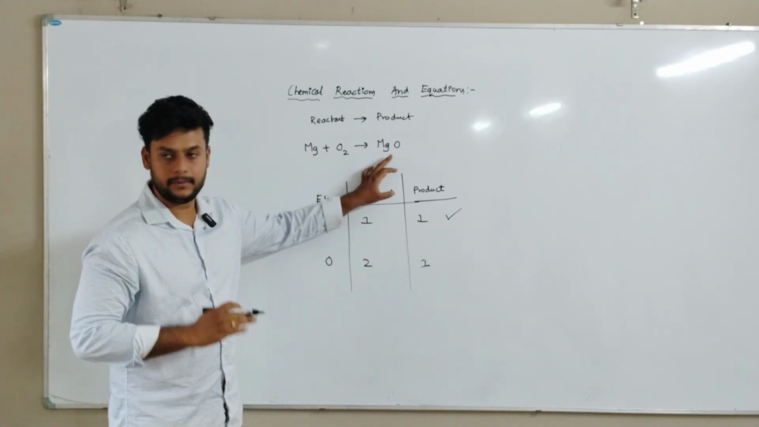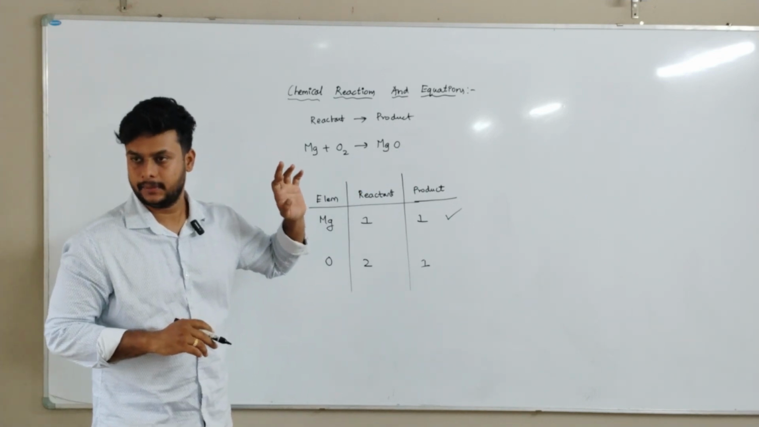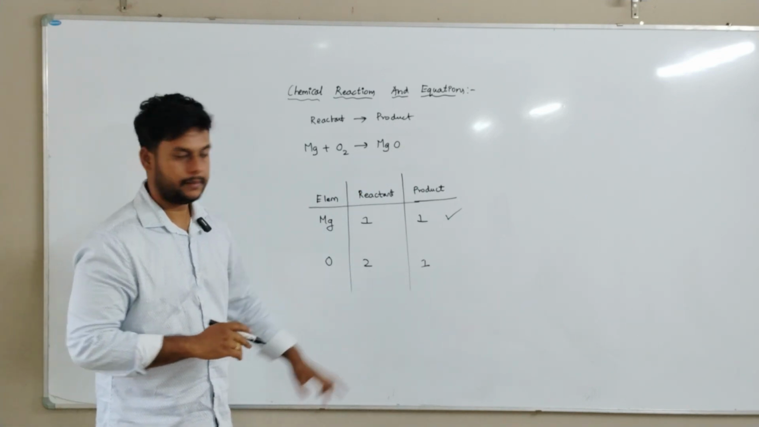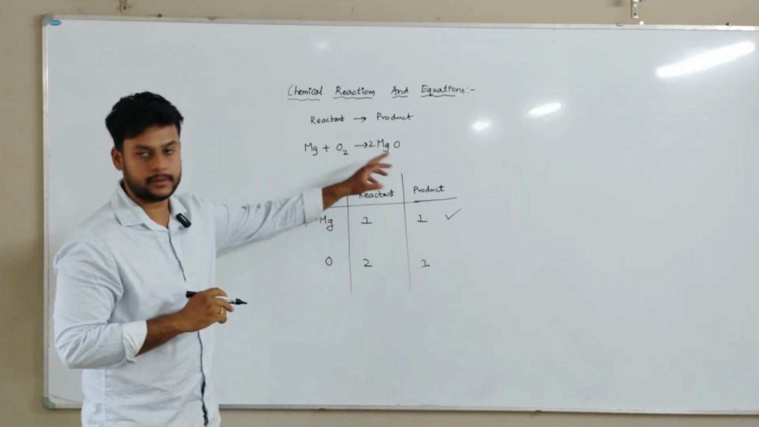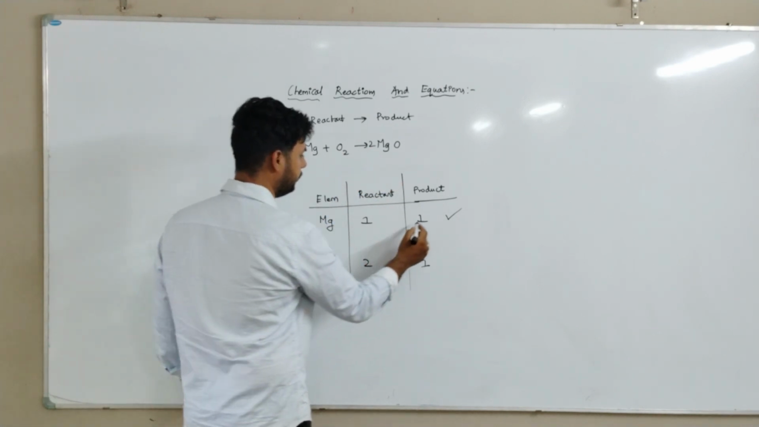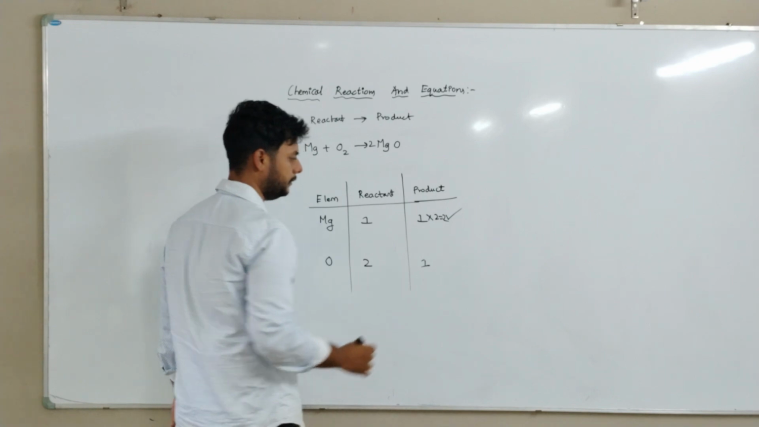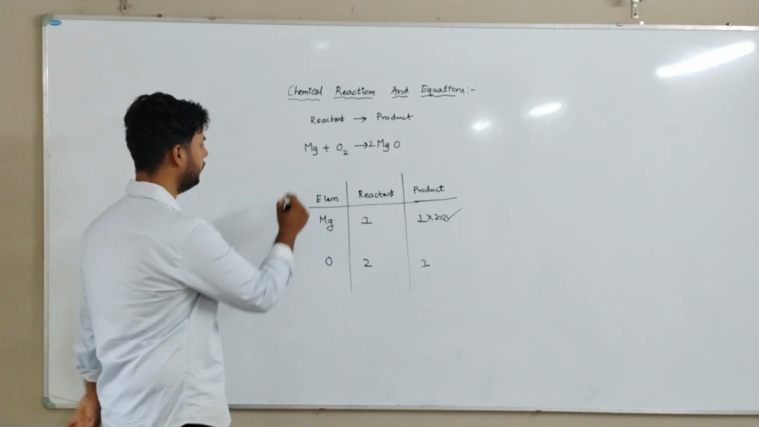Okay, done. But oxygen here 2 are there. Here 1 is there. That's the problem. Correct. So what will I do? I will apply 2 here. I will make this 2 magnesium oxide. By making this 2, the oxygen became 2. Now there are 2 magnesium on this side and 1 magnesium on the other, so I can give 2 here also.